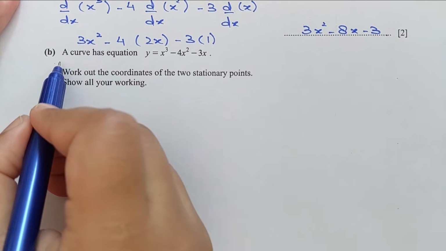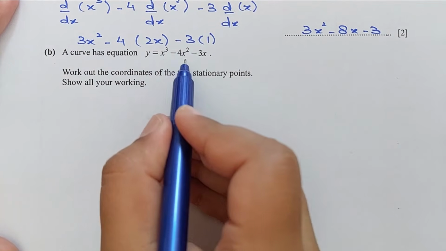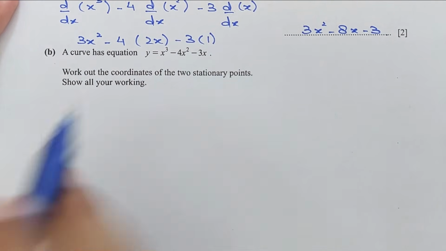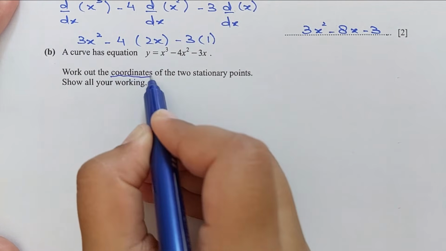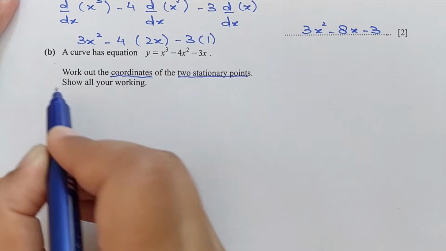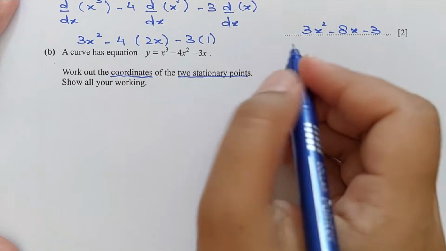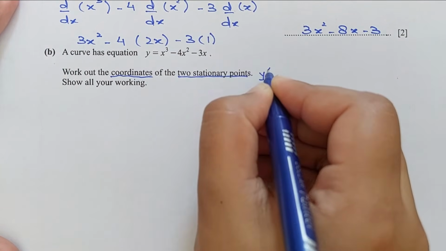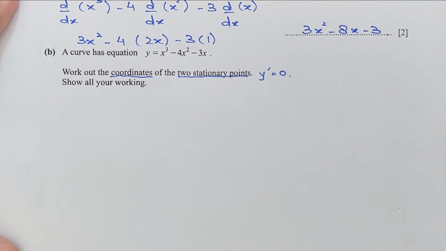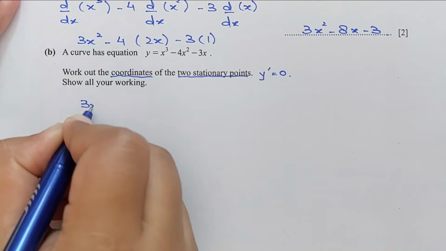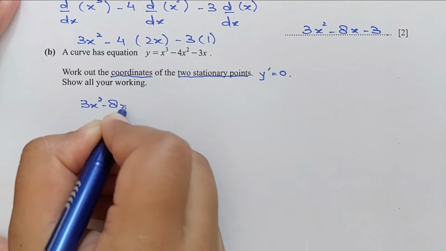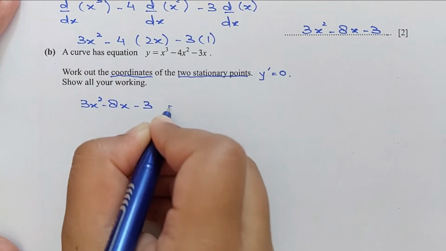Now for part b, a curve has equation y equals x cubed minus 4x squared minus 3x. Work out the coordinates of the two stationary points. Show your working. For stationary points, we have to put y prime equal to 0. The first derivative should be equal to 0. So this is the first derivative, and we have to put this equal to 0 and solve for x.